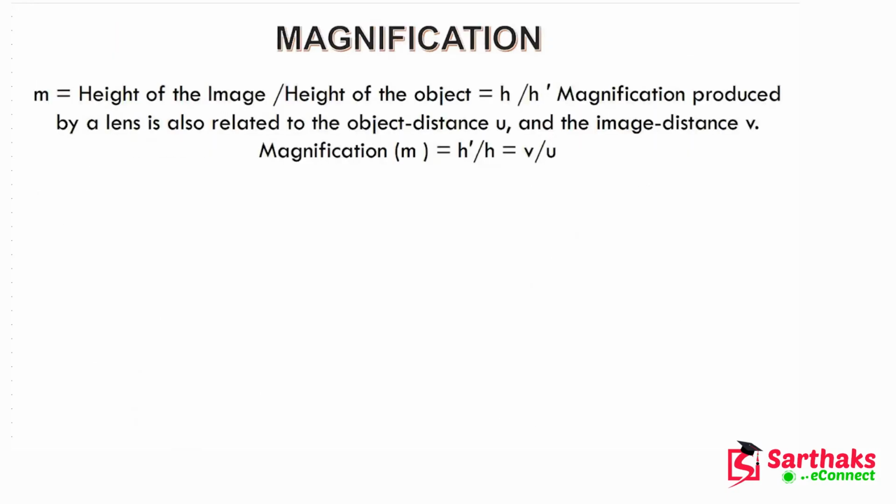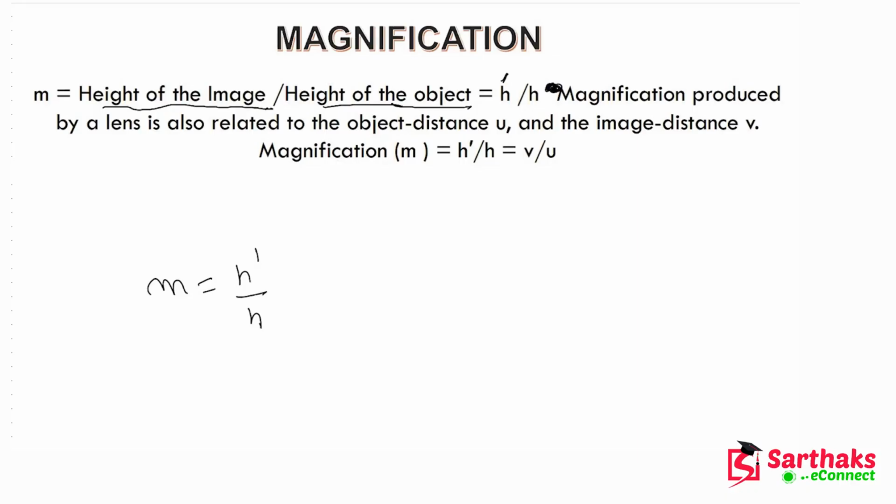And let's talk about magnification again. So how do we calculate magnification? As we saw, magnification is nothing but h dash upon h. The same thing is written here, height of the image by height of the object. Here it is written inversely, so h dash here and h here. So it will be like this, h dash upon h.